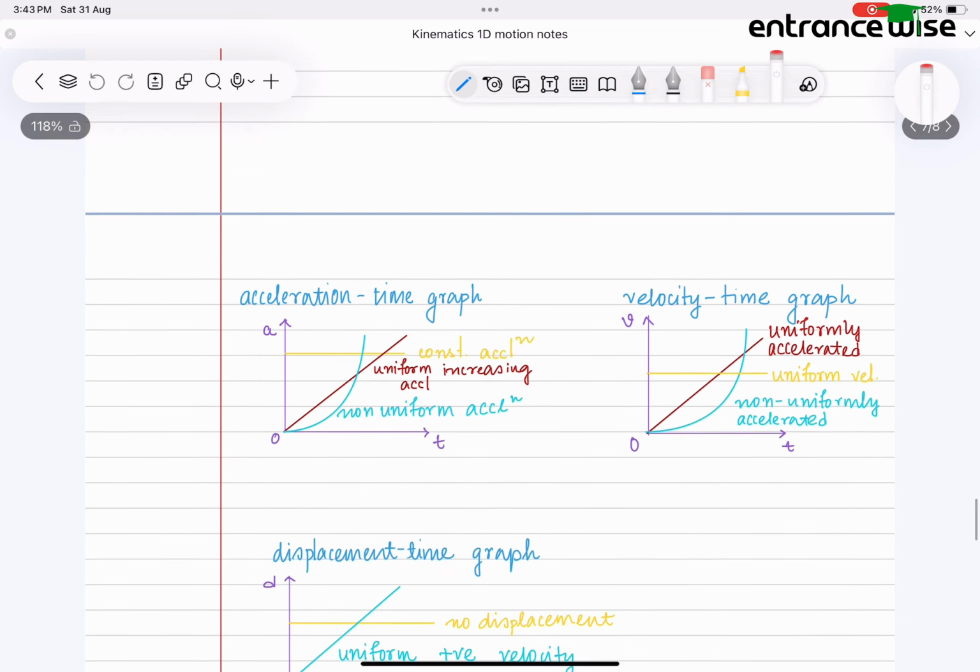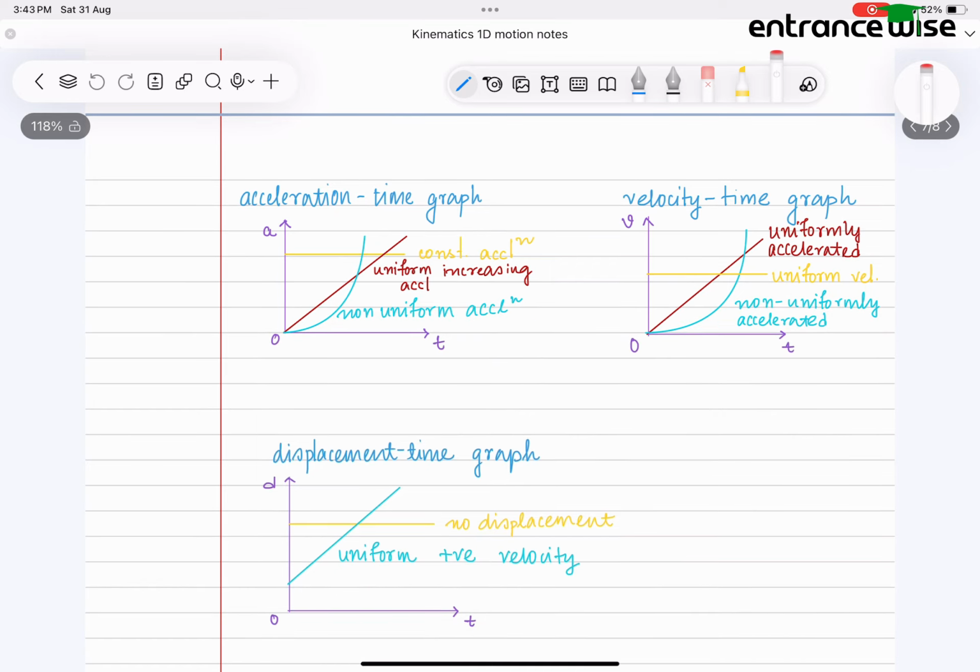Now let's see the different graphs. So when there is a constant acceleration, the graph is in a straight line. When there is uniform increasing acceleration, the graph is increasing like this in a straight line. And when it's decreasing uniform acceleration, then this will be this. Now for non-uniform acceleration, the graph is like this.